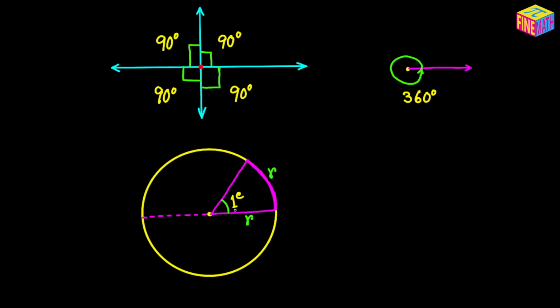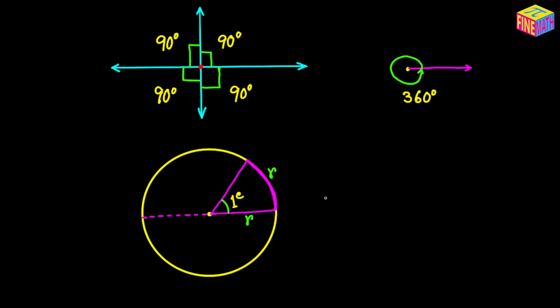For this circle, let's assume that the radius is r units. Here I have the center, and this pink line indicates the radius, which is r units. Then I am taking one portion of the circumference, this one little arc right here, whose length is also r. This arc is going to subtend an angle at the center, and the measure of that angle would be 1 radian. That's the definition of 1 radian.